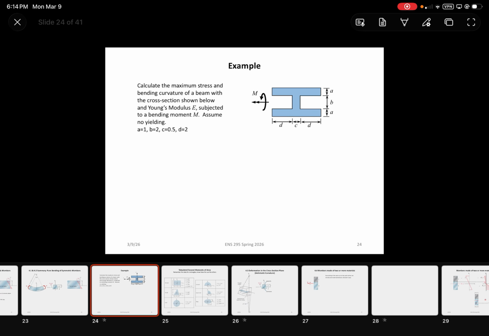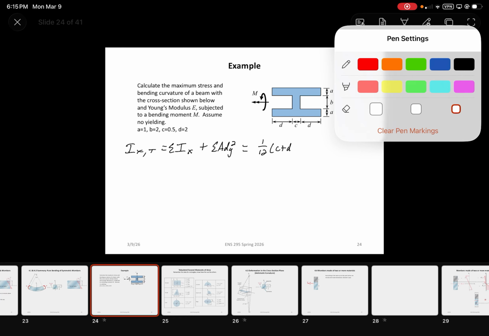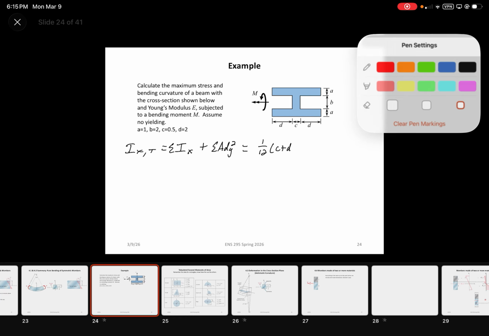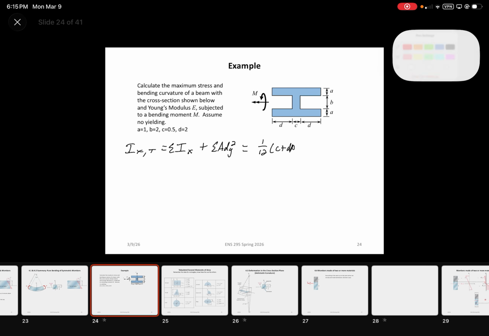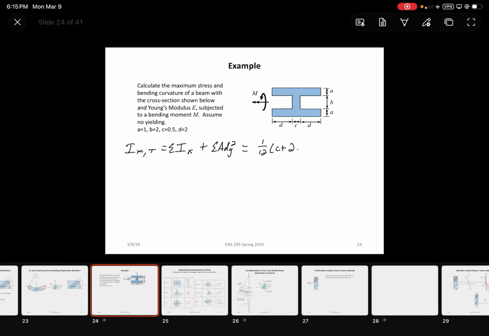Basically, from the parallel axis theorem, the total Ix is going to equal the summation of all of the Ix's plus the summation of all of the a dy squareds, which when you do that, you should get 1 over 12 times c plus 2d, sorry, plus 2d times b plus a cubed minus 2 times 1 over 12 times db cubed. That's what it simplifies to.